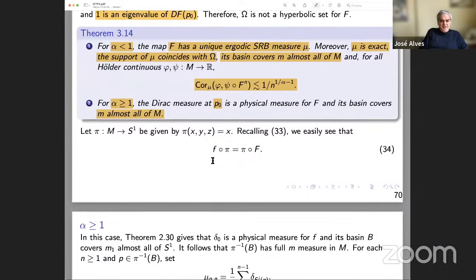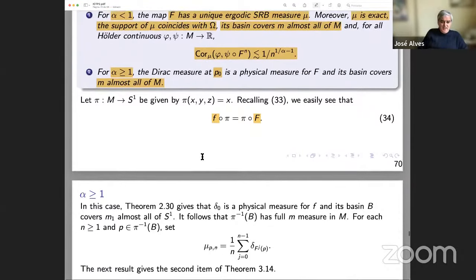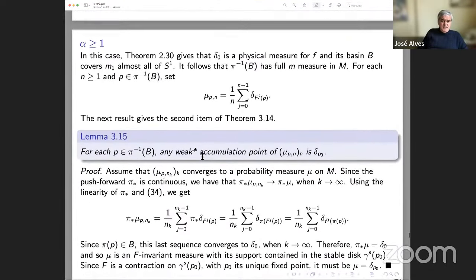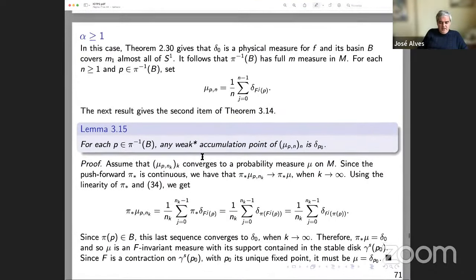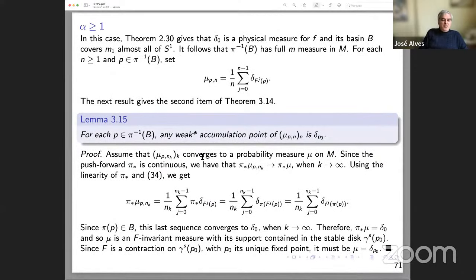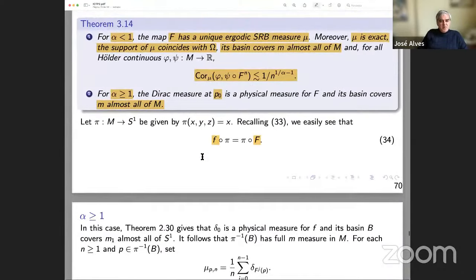Here we have a semi-conjugacy between the circle dynamics and the torus dynamics. So the circle dynamics little f and capital F, which is the projection on the first coordinate. It's very easy to see that, well, it's a skew product, so this happens. And so we have this. Let me give you a brief proof of the second item. The second item is the simple one.